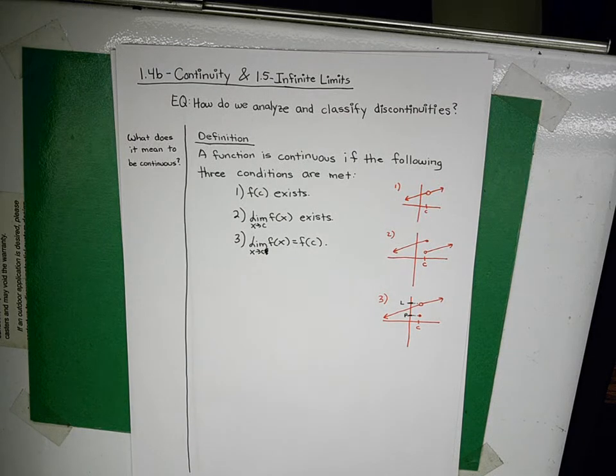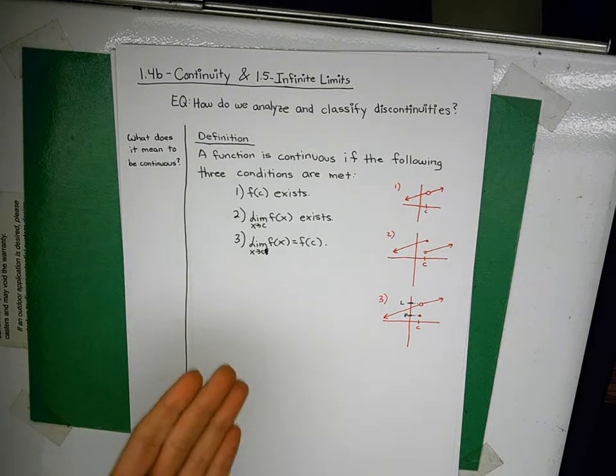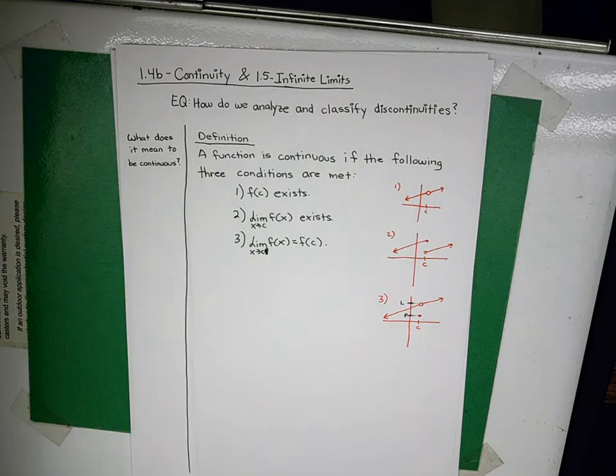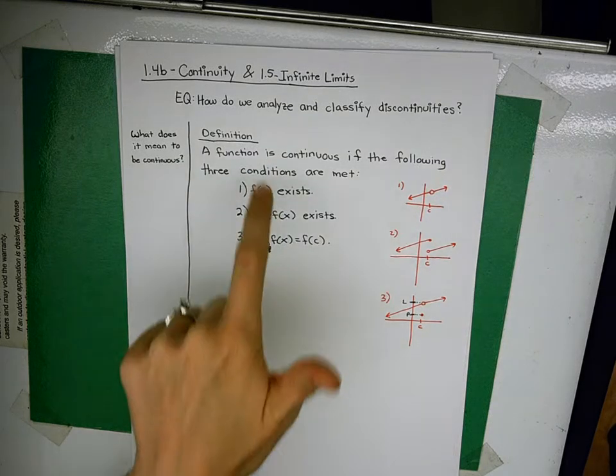Now, in terms of this class and in terms of the AP test, you have to have these memorized. You need to know what these three conditions are. You need to be able to reiterate them in terms of supporting a conclusion you make, whether that conclusion is that a function is continuous or discontinuous, but you need to know what these are, and you need to be able to reiterate them.